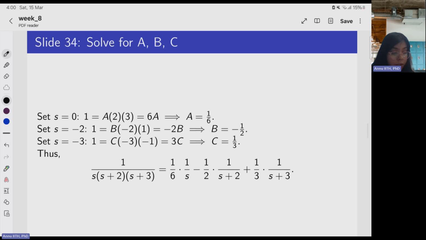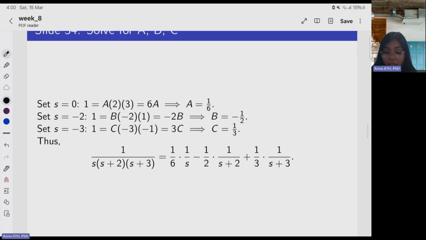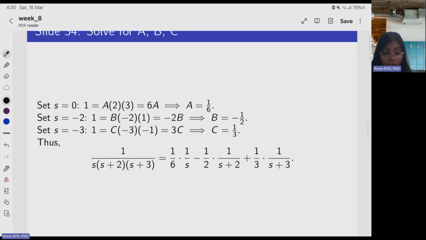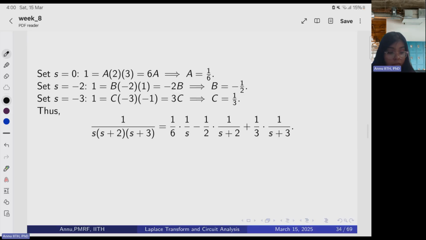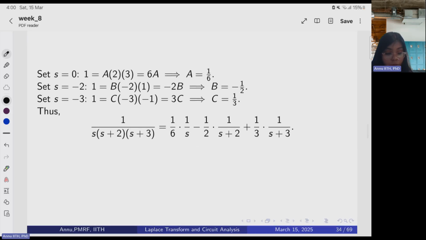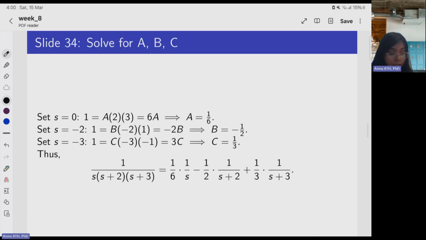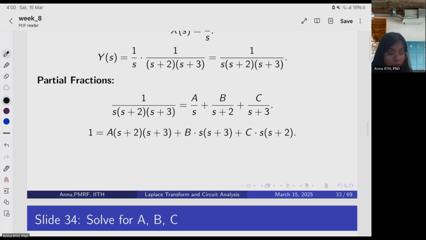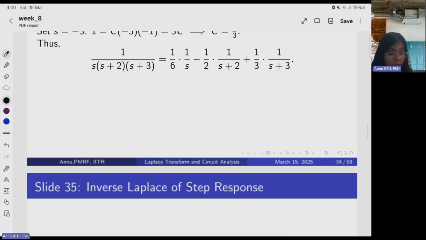So solving, you are getting this option. None of you are responding in the chat box. I don't know why, but yes, fine. You will be getting A equal to 1 by 6, B equal to minus 1 by 2, and C equal to 1 by 3. For the details, please refer to this. I have solved it for you.